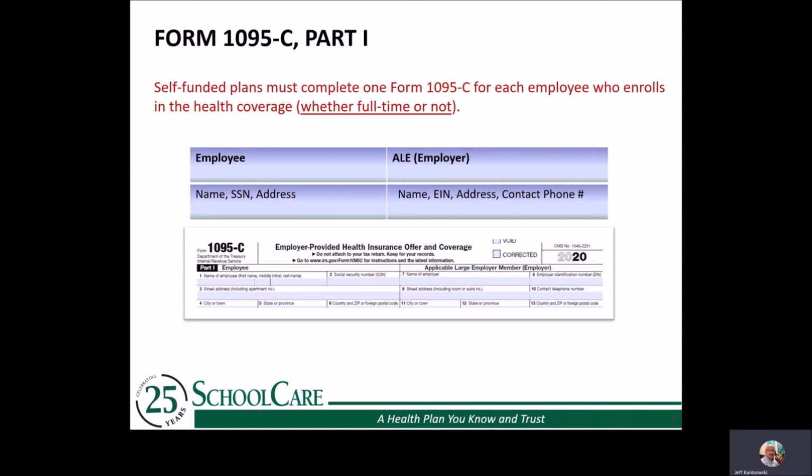An ALE that offers health coverage through an employer-sponsored self-insured health plan must complete Form 1095-C Parts 1, 2, and 3 for any employee who enrolls in health coverage, whether or not the employee is a full-time employee for any month of the calendar year. Now let's talk more specifically about Form 1095-C. On Form 1095-C, we'll begin with Part 1. Here is where you enter basic contact information for the employee and the applicable large employer.